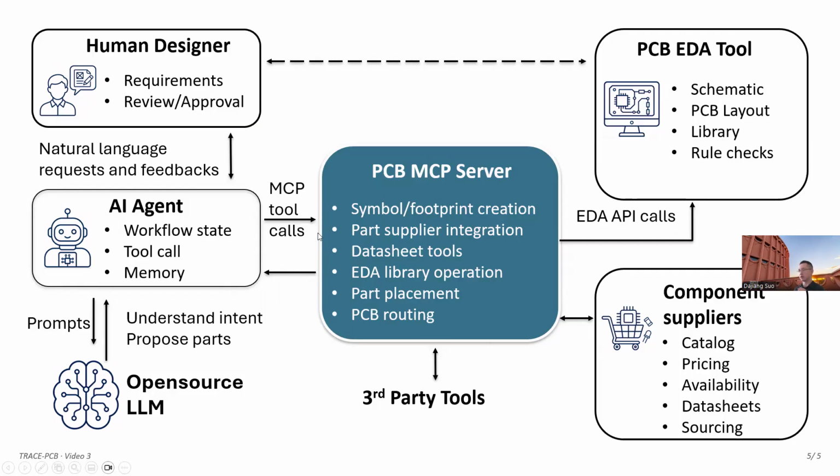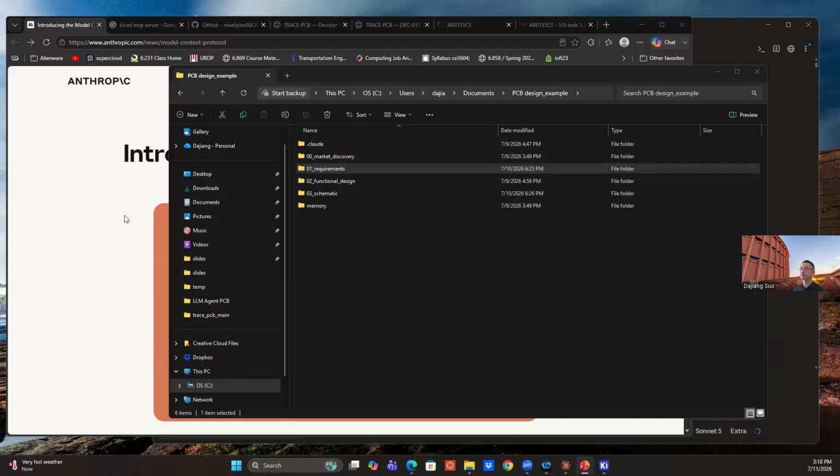All of these are realized through something called a PCB MCP server. I mentioned MCP briefly last time, or maybe in the first video. MCP stands for Model Context Protocol. You can think of MCP as a language, or the interface, that governs the communication between your AI agent and the external tools. Now let me show you how it looks.